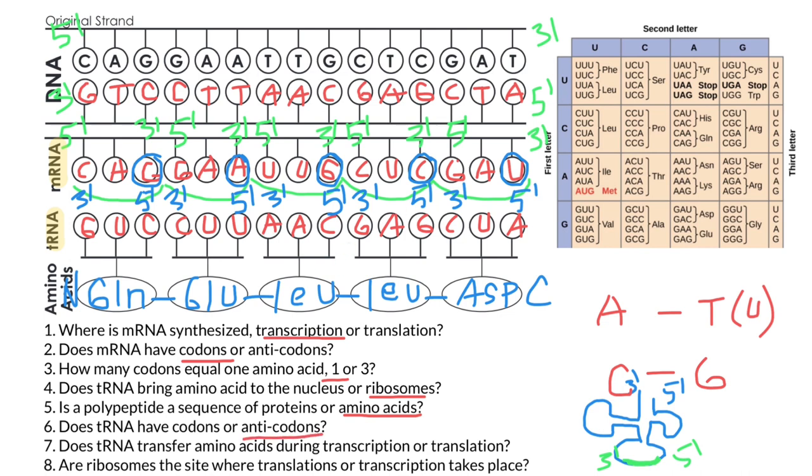And question number seven: does tRNA transfer amino acids during transcription or translation? Transcription is the process when messenger RNA is made, so the template strand of the DNA is transcribed and messenger RNA is made. But when a polypeptide chain is made using messenger RNA, we call this process translation. And the last question, question number eight: are ribosomes the site where translation or transcription takes place? The ribosome is the place where translation takes place.